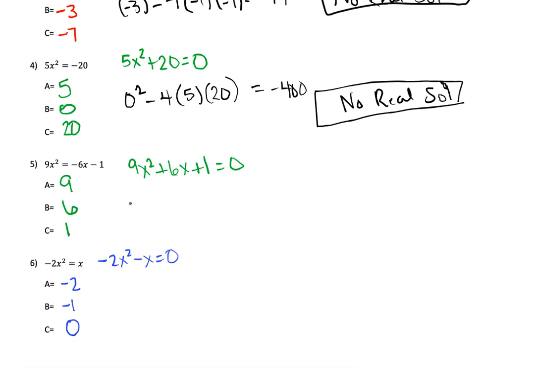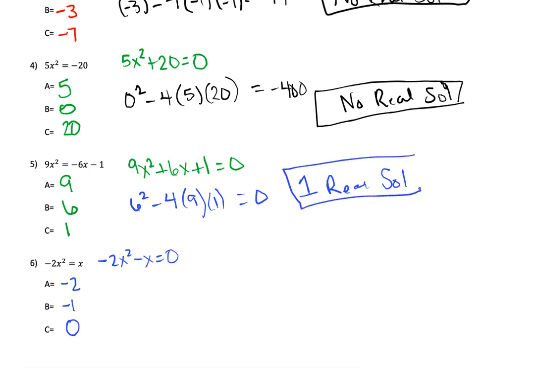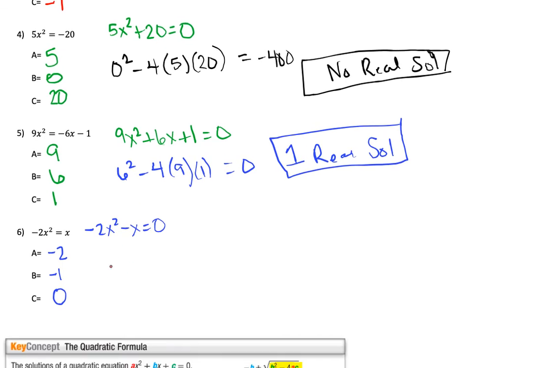6 squared minus 4 times 9 times 1. That one is going to be 36 minus 36, so I get 0, which means there's one real solution. And number 6 down here, my b squared is negative 1 squared minus 4 times negative 2 times 0. Well, this is just all 0, so 1 minus 0 is 1, so I have a positive number, so 2 real solutions.